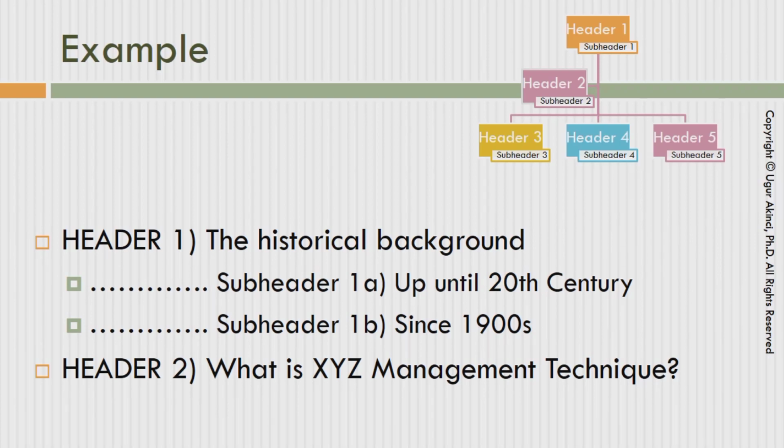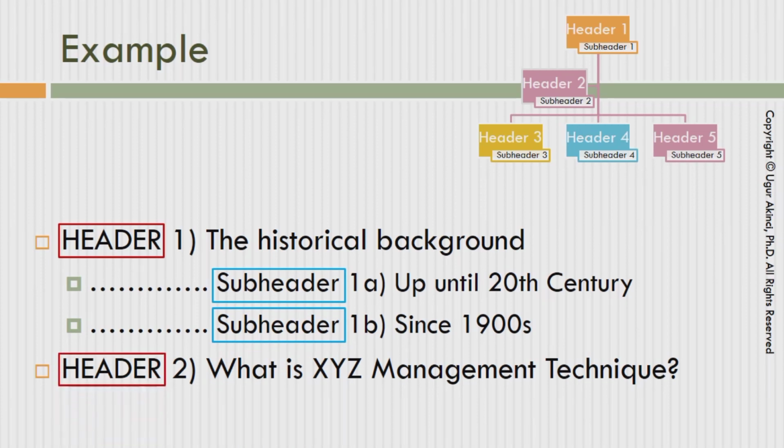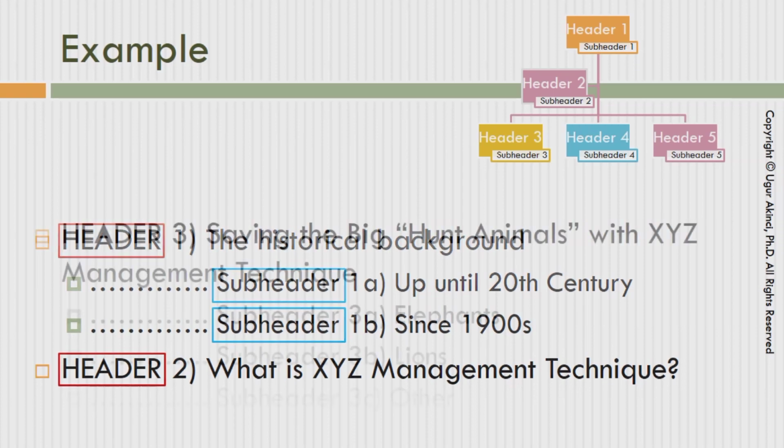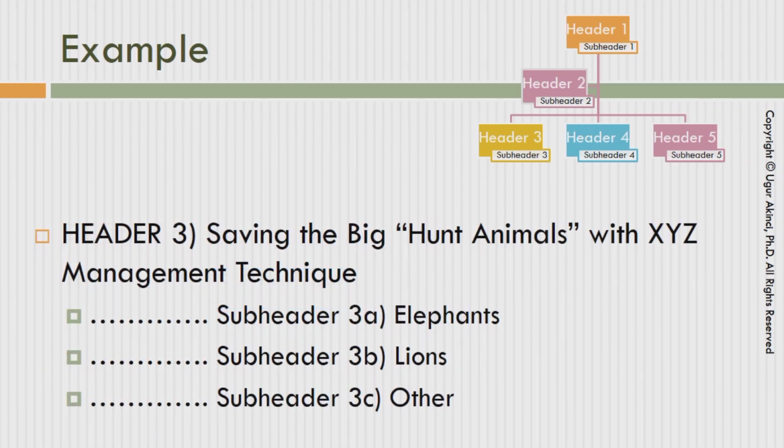For example, let's start with a header, the historical background. Under this header, let's have 2 subheaders. Subheader 1, up until 20th century. The second subheader, since 1900s. The second header, what is XYZ management technique? Third header, saving the big hunt animals with XYZ management technique.